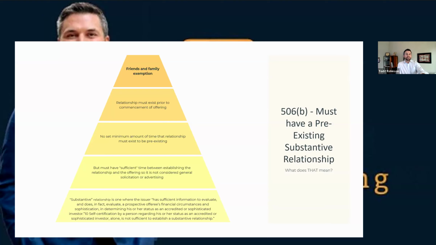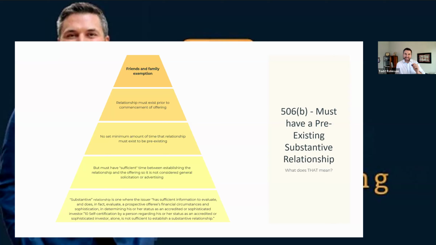But the relationship must exist prior to the commencement of the offering. That's very important. You can't have an offering and then you go out and meet an investor who becomes your best friend, but they weren't your best friend prior to the offering, okay? No set minimum amount of time that must exist to be pre-existing. Again, the SEC is not going to give us the rules. They want to keep it gray on purpose because they need to keep their enforcement jobs, frankly.